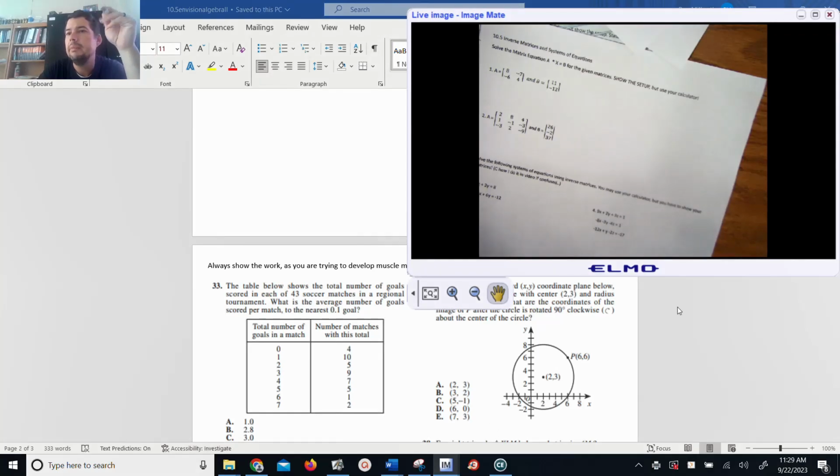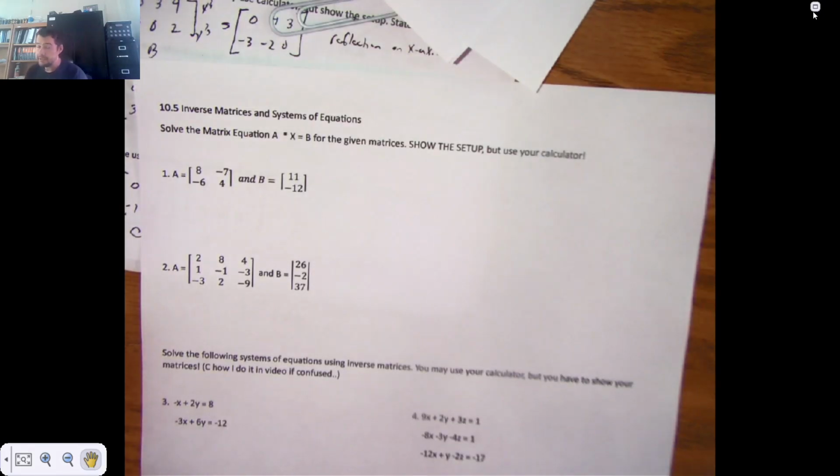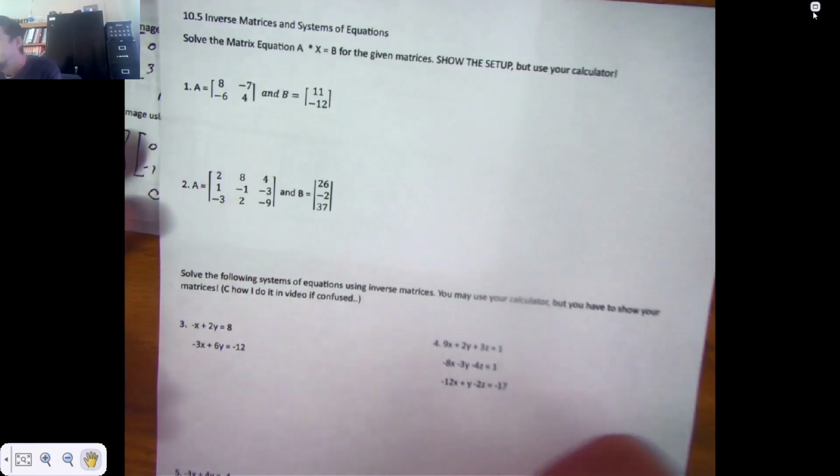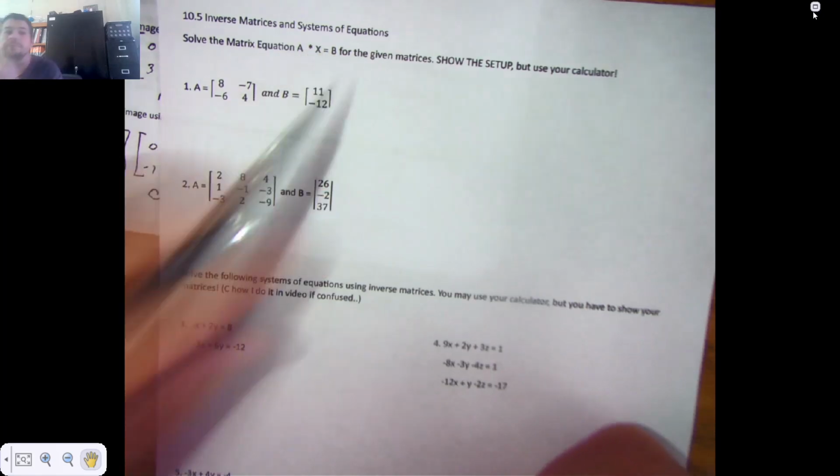All right, it is my planning period, and what am I doing? Your homework. Hopefully, I explained this in class how this works, but I haven't taught you this lesson yet, so several days are going to happen between now and then. You are supposed to solve a matrix equation AX = B.